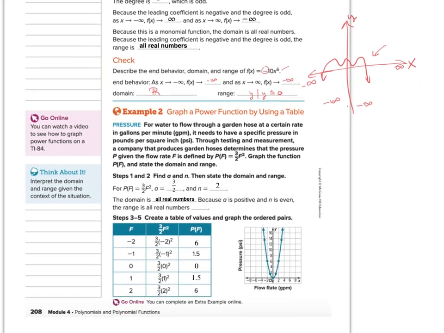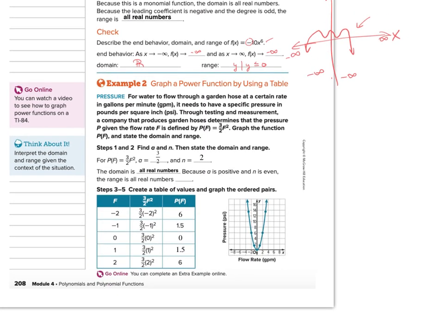Graphing a power function using a table. Well, just like anything we've done, let's see here. For water to flow through a garden hose at a certain rate of gallons per minute, it needs to have a specific pressure in pounds per square inch.